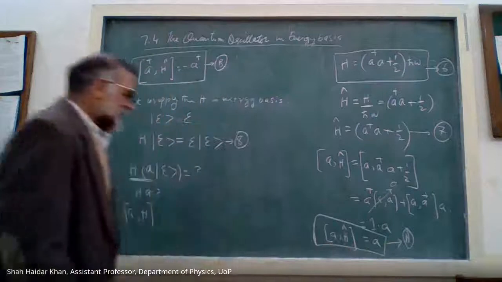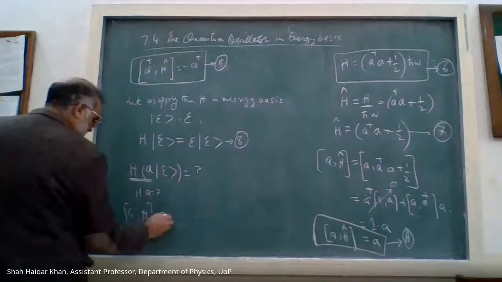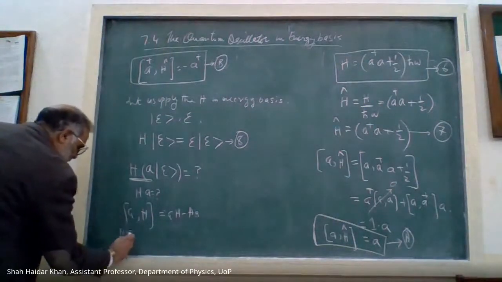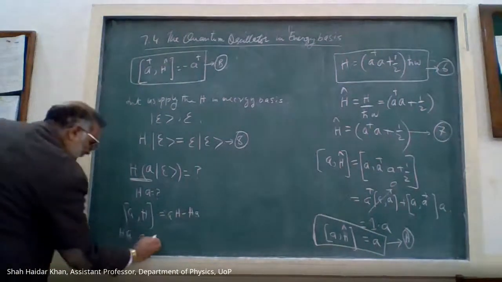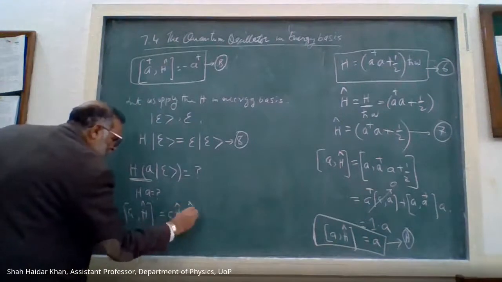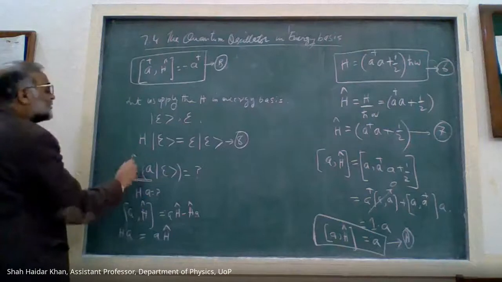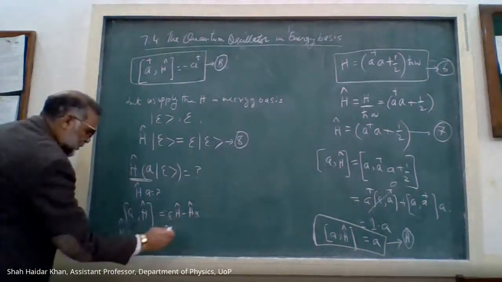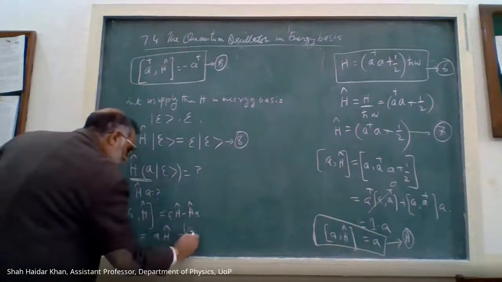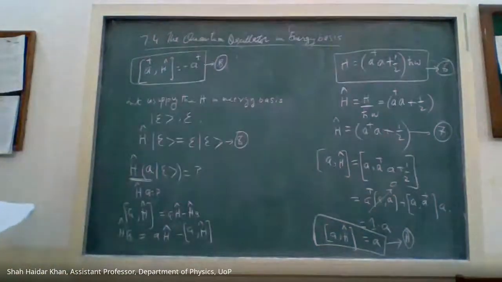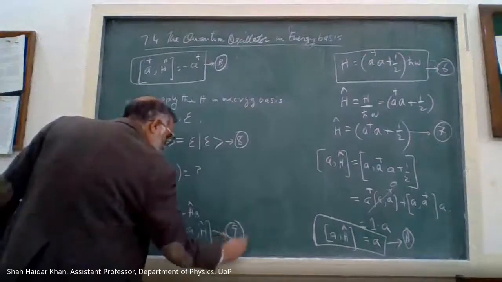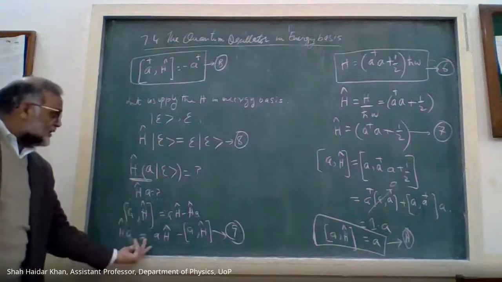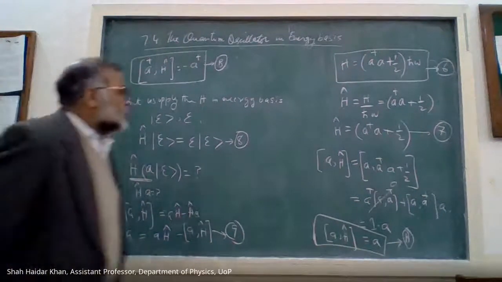We are using this now. We know that the commutator of A and H is equal to AH minus HA. So HA from here will be equal to AH, and remember, I should use this cap on it. So HA from here will be equal to AH minus the commutator. Now let us write this in the form of this equation. Put HA for it.